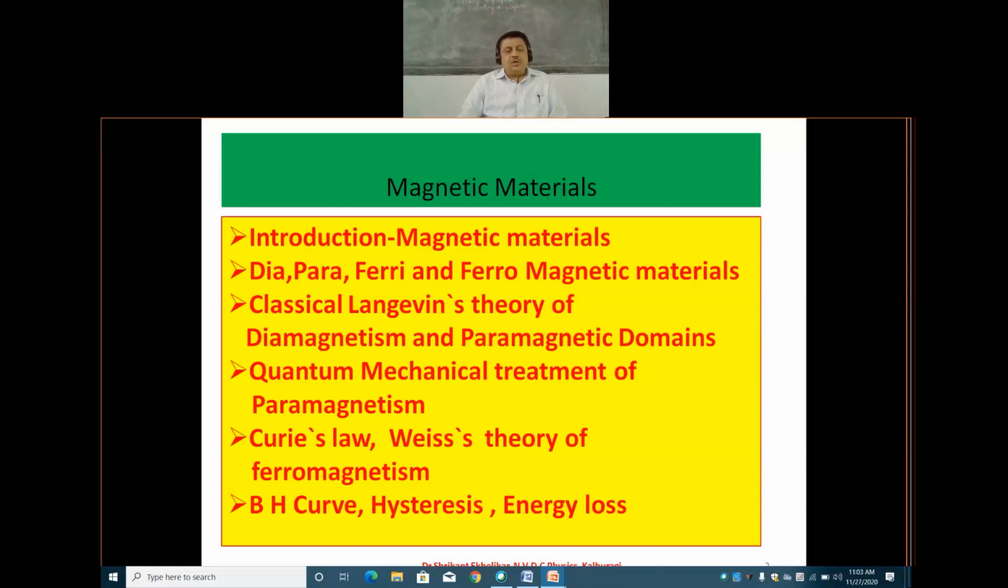Today's class will move into the second part of the lecture, wherein we will be discussing the derivation of classical Langevin's theory of diamagnetism. So today's class, we will exclusively be discussing Langevin's classical theory of diamagnetism.